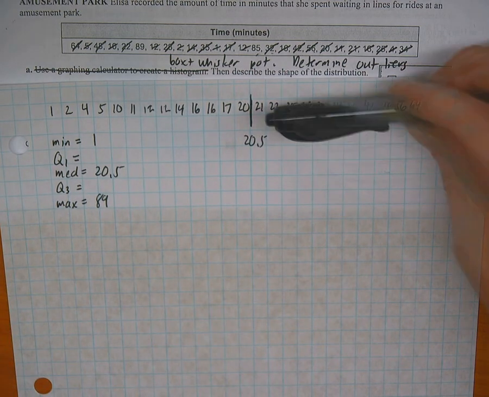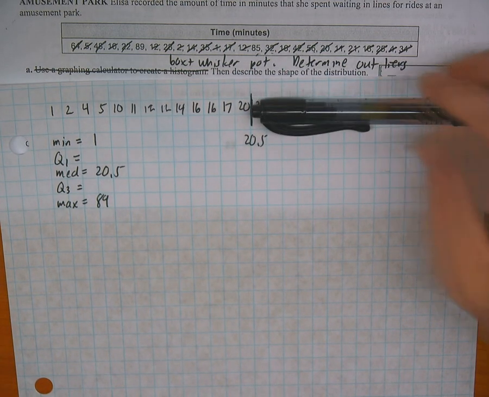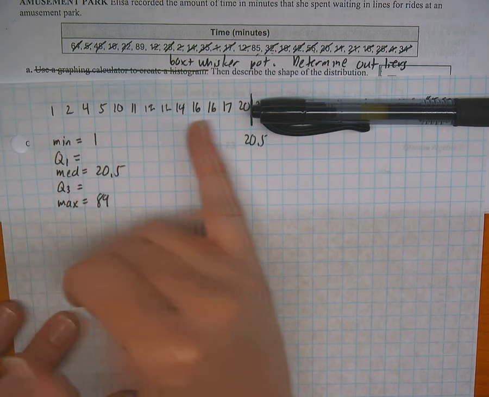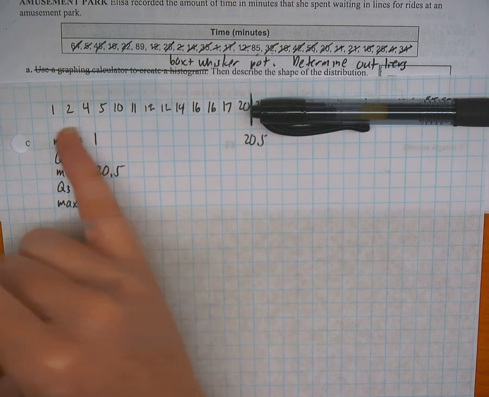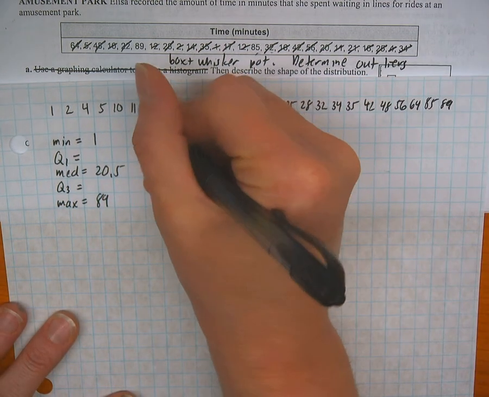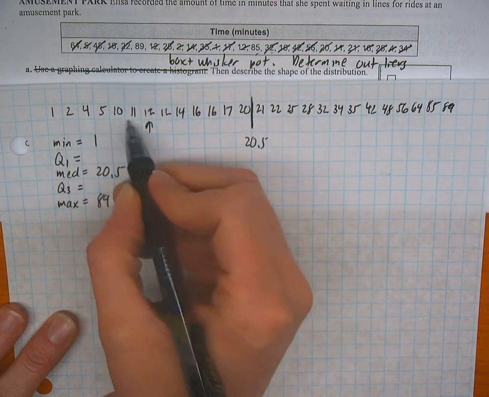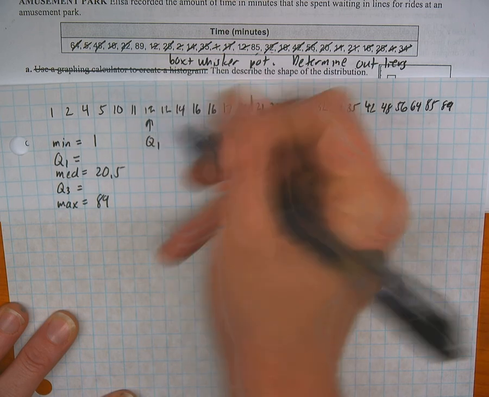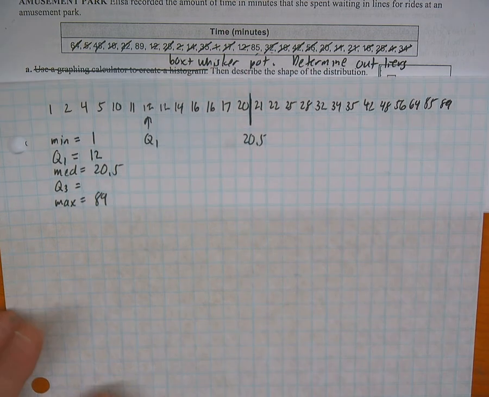Now we want to find quartile 1, which is where you focus just on the bottom half of the numbers. So let's count how many of those there are. Oh, there are 13 of them, right? So we would need to find the middle of those 13 numbers, which would be this 12 here. We have 6 numbers to the left of the 12 and 6 numbers to the right of the 12. So quartile 1 is going to be 12.